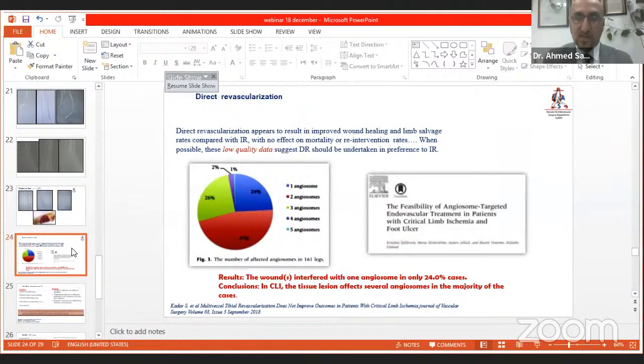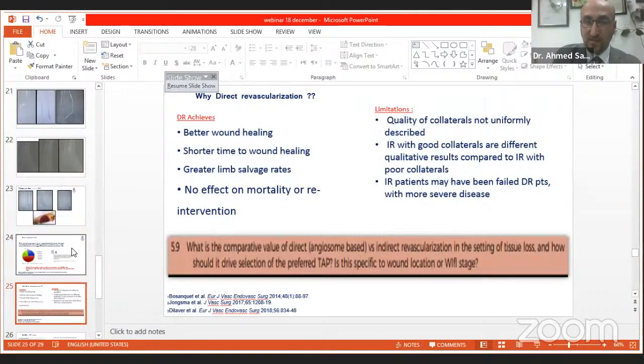So, talking about direct revascularization, as we said before, it involves multiple angiosomal territories, and the majority of them, 47%, have more than 2 angiosomes. The conclusion is that the tissue lesion affected several angiosomes in the majority of cases. So direct revascularization appears to improve wound healing and limb salvage rate compared to indirect revascularization. Why direct revascularization? Because it gives better wound healing, shorter time to wound healing, a great limb salvage rate, and no effect on mortality or reintervention.